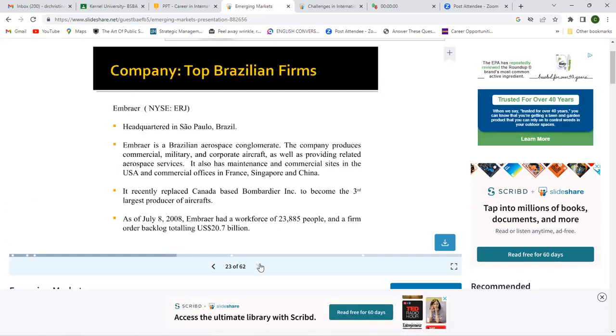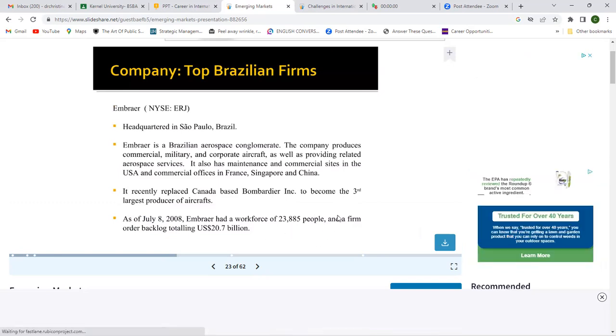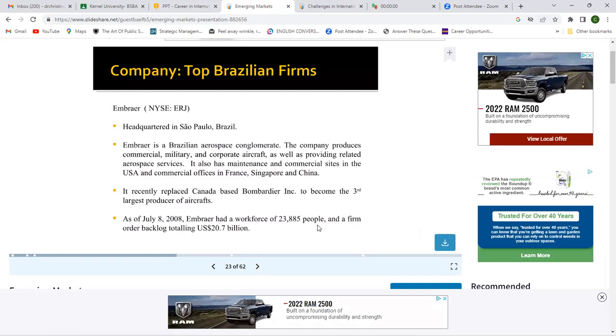We have another one, top Brazilian firms: Embraer, headquartered in Sao Paulo, Brazil. Embraer is a Brazilian aerospace conglomerate. The company produces commercial, military, and corporate aircraft, as well as providing related aerospace services. It also has maintenance and commercial sites in the U.S. and commercial offices in France, Singapore, and China.